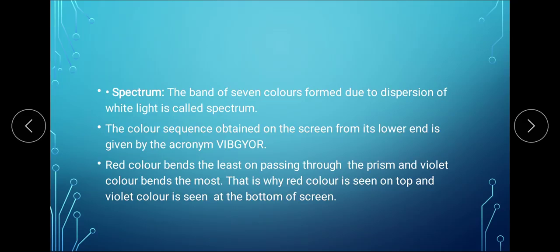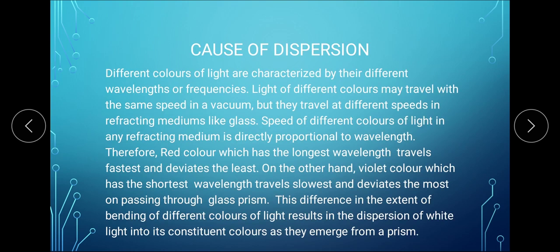Now, when the light splits into its 7 constituent colors, the band is formed on the screen. We will find that the red color is seen on the top and violet color is seen at the bottom of the screen. Let's try to find out the reason behind this, why white light splits into its constituent colors and why violet color is seen at the bottom and red color is seen at the top.